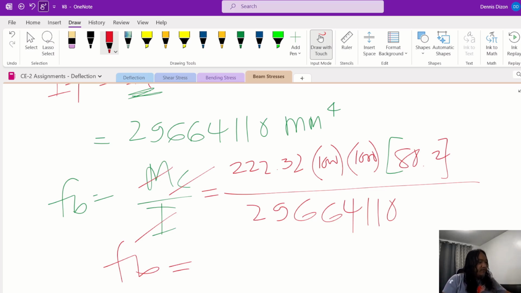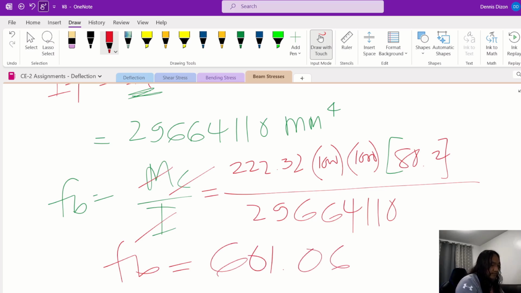Therefore, our maximum compressive bending stress is 2.32 times 10^6 Newton millimeter times 30 times 80.2 divided by 296,641,10. So this is 601.06 Newton per millimeter squared, so this is in megapascal.